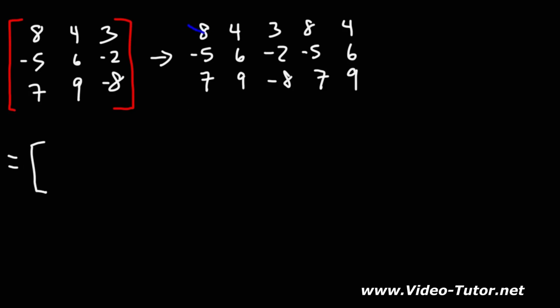So let's multiply these three numbers starting from the top left. 8 times 6 times 8. Let's use a calculator for that. 8 times 6 is 48 times 8, that's 384. We have one negative sign, so it's going to be negative 384. Next, we have 4 times 2 times 7, but we have negative 2 though. So 4 times negative 2 is negative 8 times 7, that's negative 56.